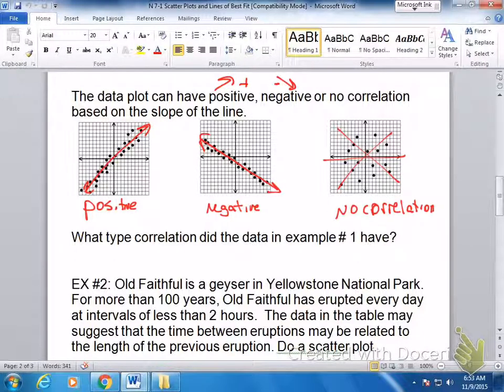So that's a pretty easy thing to do, guys. Let's look back at our example from number 1. I want you to write down what type of correlation the data example had. If we look back at it, it looked like it was going down and to the right. It had a negative correlation. So not a hard concept if you remember what's positive and negative when you're talking about slope.